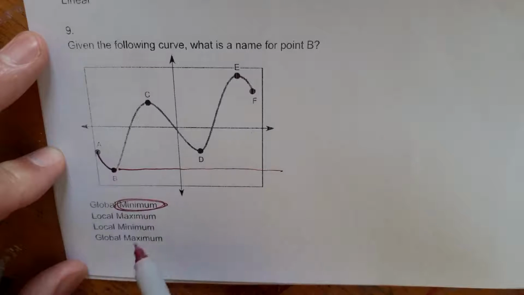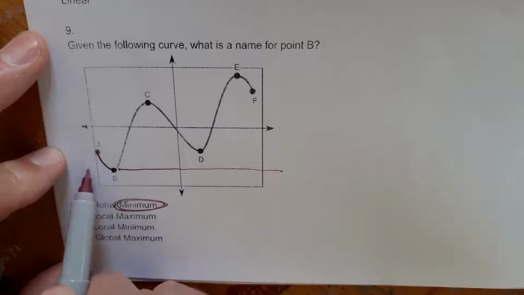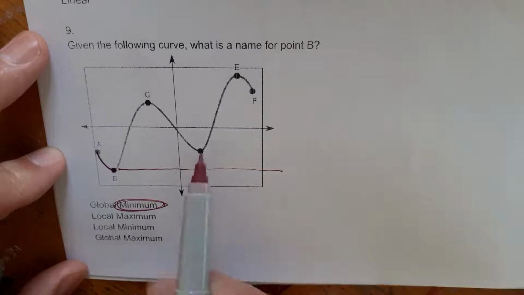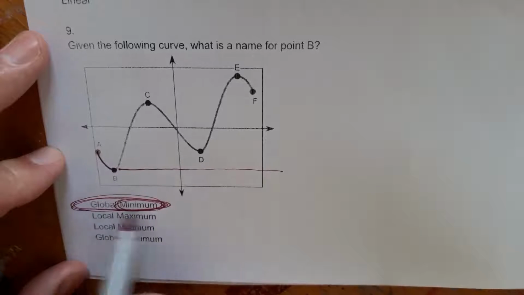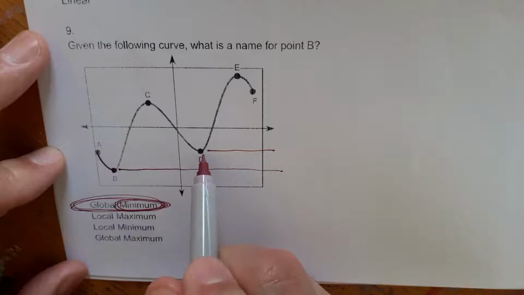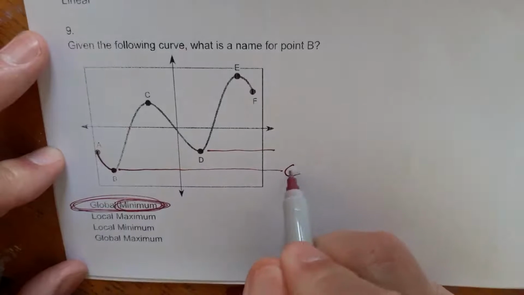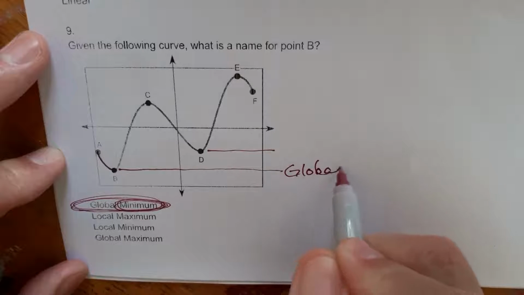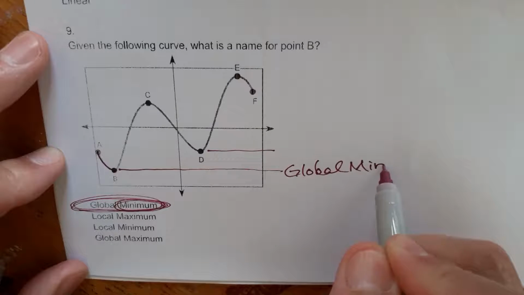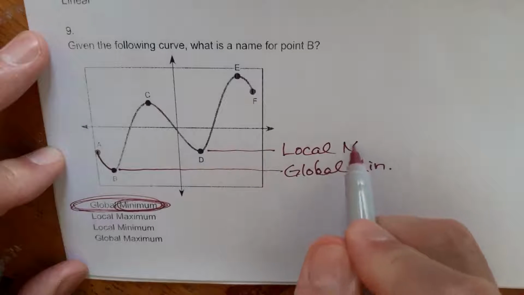That's one thing. Then there's two types of minimums. There's a global and a local. So global would be the most minimum of all the points. Is there anything lower than B? No. So it becomes a global minimum. That would make D also a minimum, but it's going to be a local minimum. So two things. You're going to have a global min. I'm going to abbreviate it min. And you're going to have a local min.